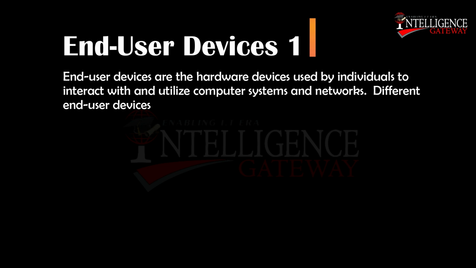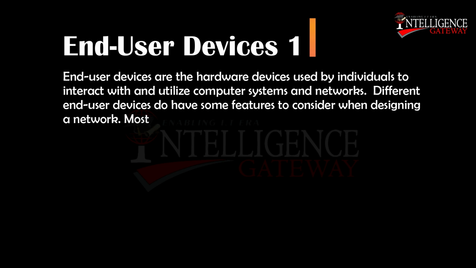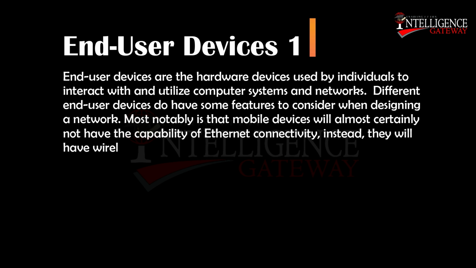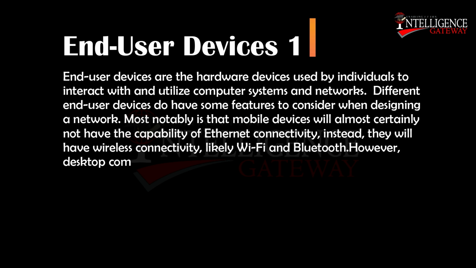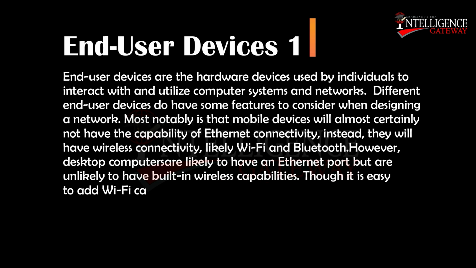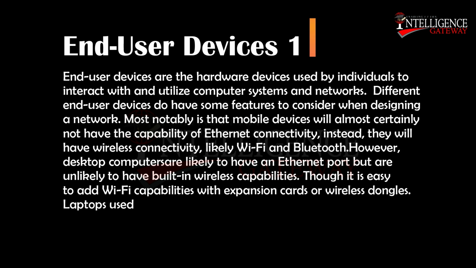Different end-user devices do have some features to consider when designing a network. Most notably, mobile devices will almost certainly not have the capability of Ethernet connectivity. Instead, they will have wireless connectivity, likely Wi-Fi and Bluetooth. However, desktop computers are likely to have an Ethernet port but are unlikely to have built-in wireless capabilities, though it is easy to add Wi-Fi capabilities with expansion cards or wireless dongles.